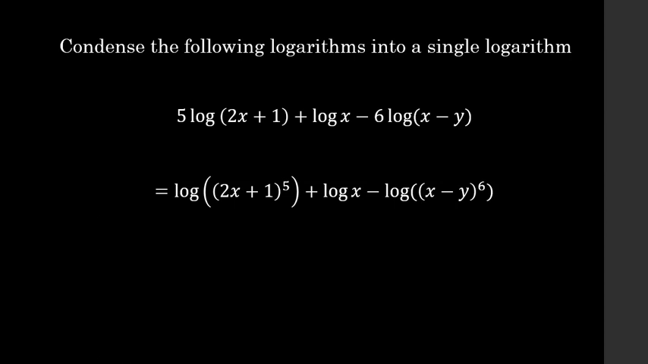Next up is our product property. If you see a plus sign in the middle of two logs, you're going to look at those two logs and rewrite it as the log of the product of the things that were inside those two logs. So I look here, I see those two logs being added up there. So I'm going to rewrite that as log of x times 2x plus 1 raised to the 5th power minus log of x minus y raised to the 6th.